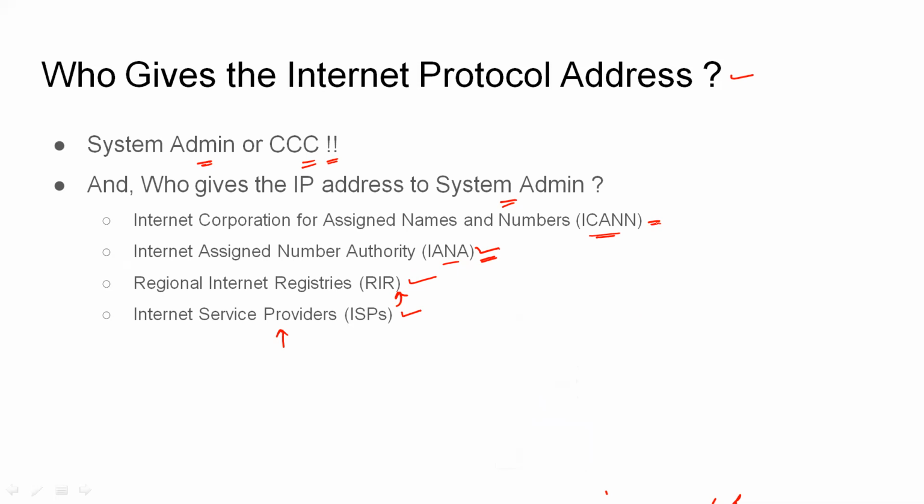They decide which IP address should be used where. Otherwise, there would be total chaos, all IP addresses would get mixed up, and the packet would never get delivered to the destination. For that reason, there should be governing bodies, and these are the governing bodies we have for deciding the IP address.